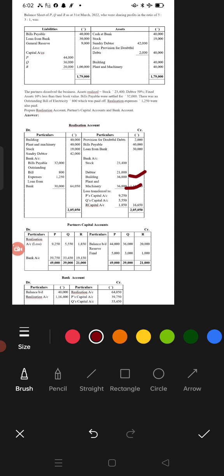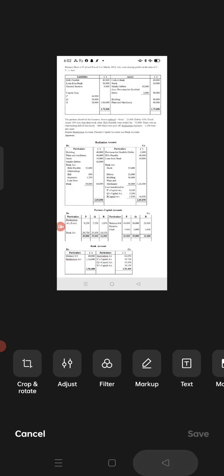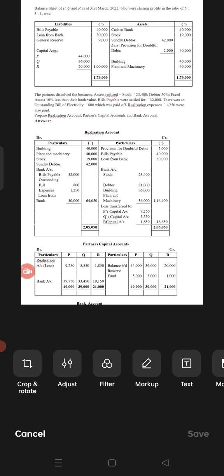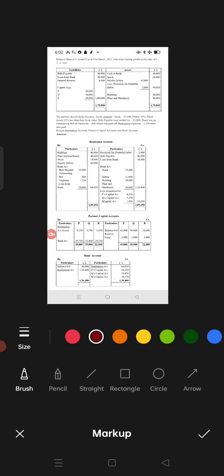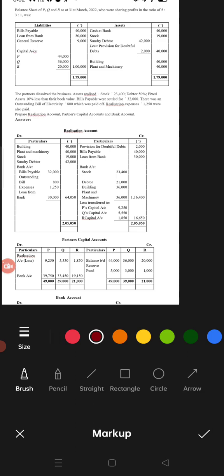Okay. Coming to next, there was an outstanding bill. We have taken all the assets. Okay, one more is here, that is nothing but bills payable. It is a liability and it was settled for 32,000. So this will also go to the bank, since no partner's name is given, so it will be taken here. Okay, bills payable 32,000 you're going to take here.